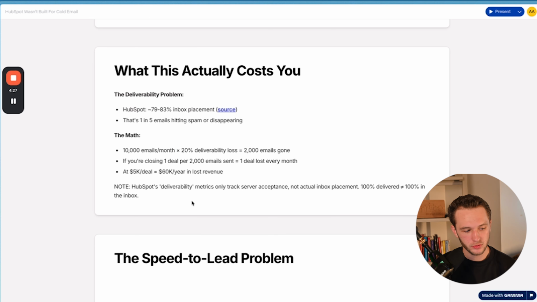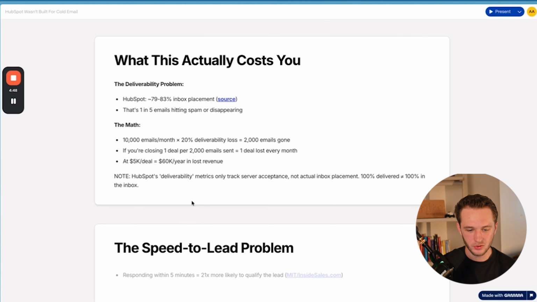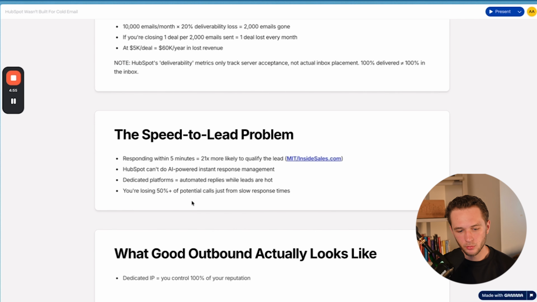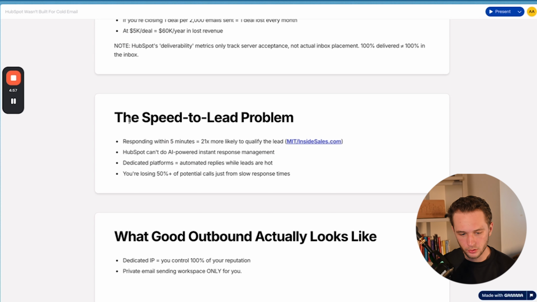And another thing is if you look within your HubSpot and you have some sort of deliverability metric in there, their deliverability metric only tracks the server acceptance, which is a big difference than actual inbox placement, right? 100% delivered, if that's what it's showing you on HubSpot, does not mean that it's 100% in their inbox, right? Which is a big distinction. So even if it says you're good, most likely speaking, if you're using HubSpot for cold email, you're not good in terms of deliverability.